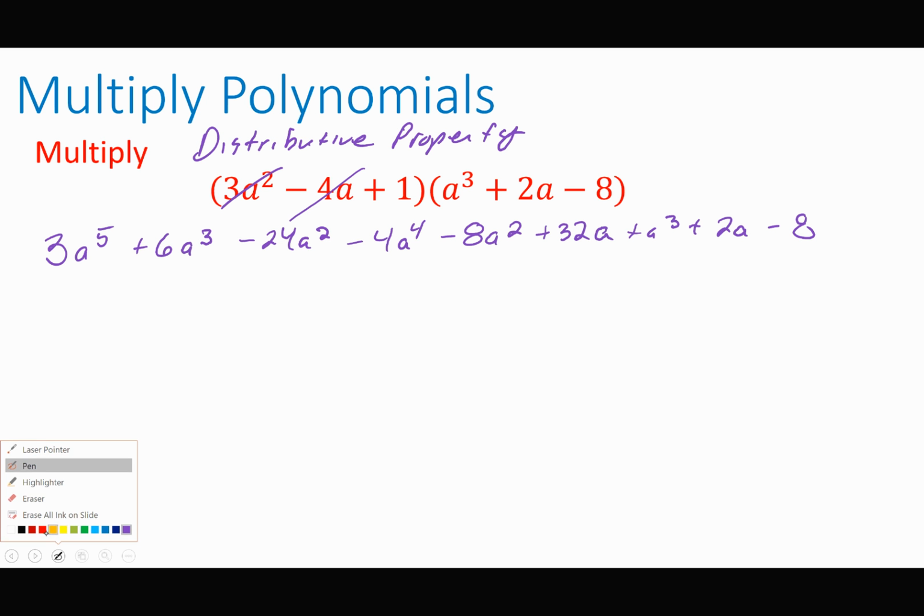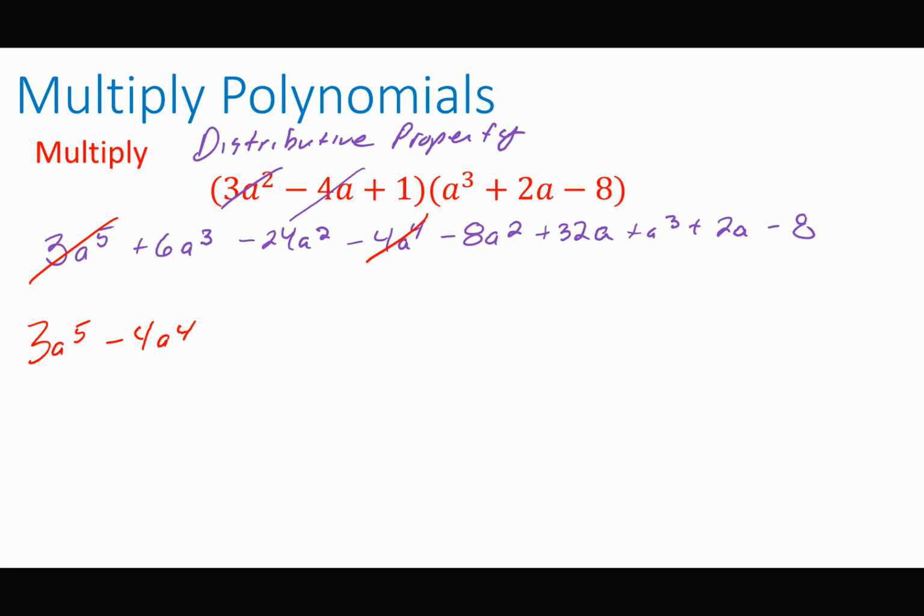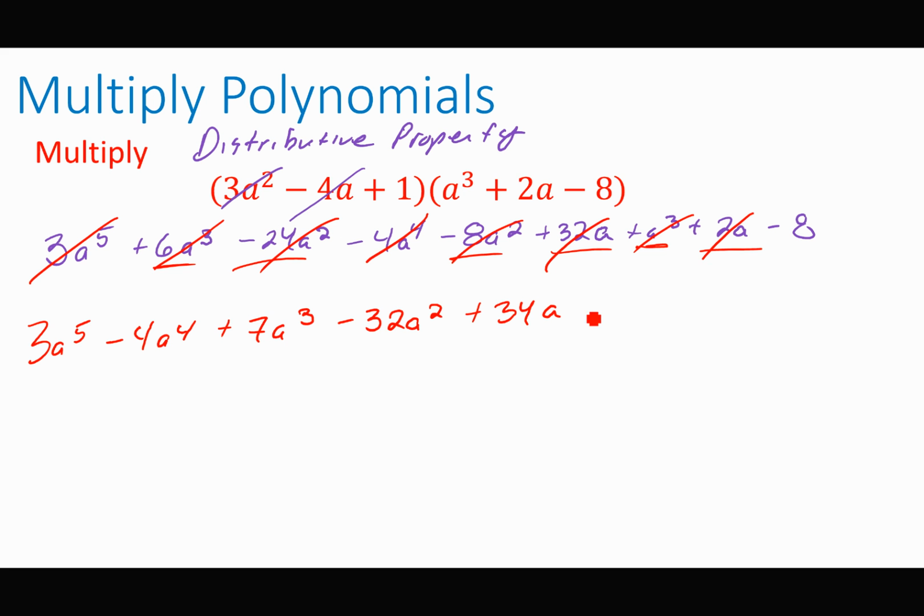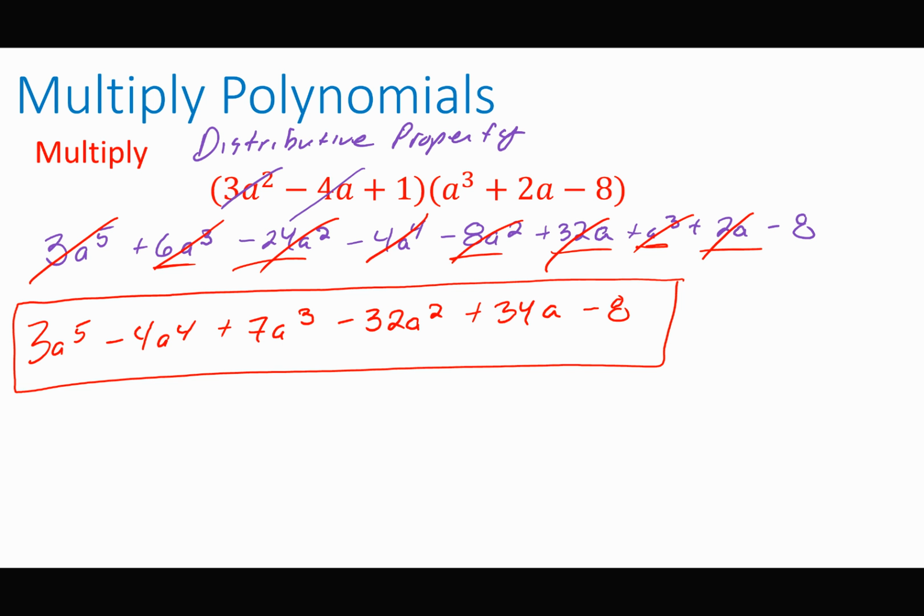So let's look to see what we can combine. So let's see here. 3a to the 5th, this is my largest one. I don't have to do anything with that. Let's go 4th. All I have is a minus 4a to the 4th. Let's look at cubes. So I have 6a cubed plus 1a cubed, so that'd be 7a cubed. Squareds, I have a negative 24 and a negative 8, so this would be a negative 32a squared. 32a and 2a would be a positive 34a, and then minus 8. So now I have my polynomial in standard form, simplified as far as I can go.